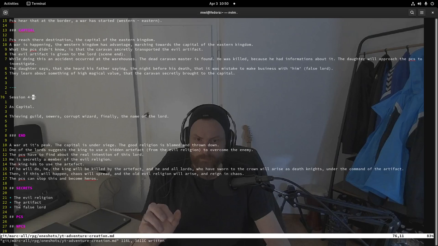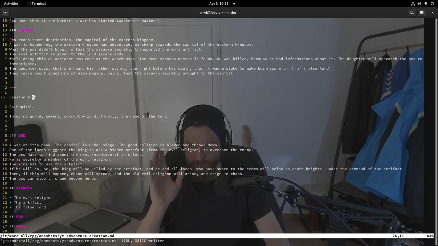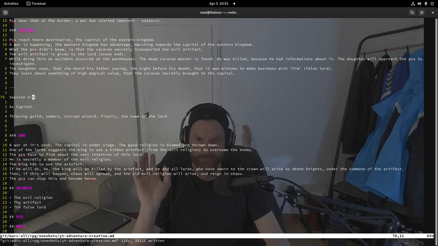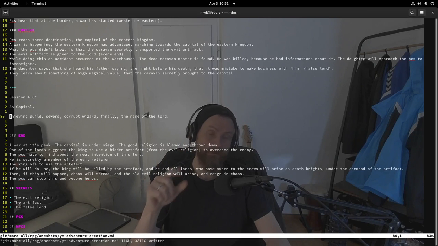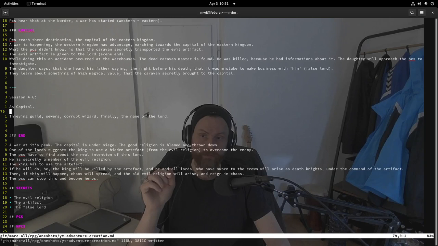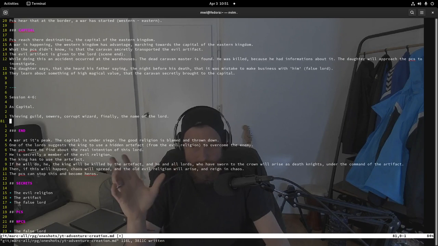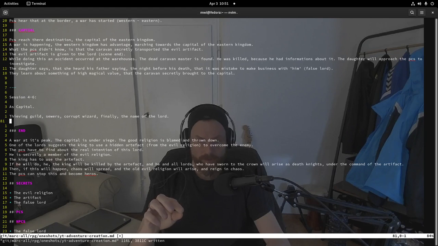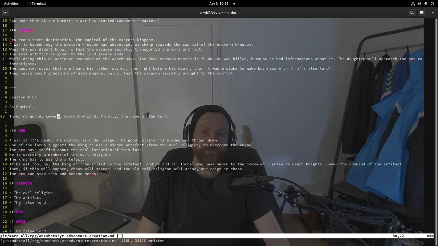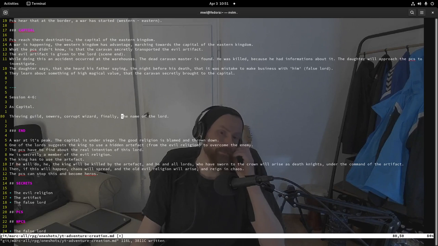So, in the capital, during this time when war arises and situations are changing in this kingdom, they have to deal with the murder of their old master. They learn that he secretly transported something of high magical value in this caravan. And there's an adventure with a thieving guild, with sewers, with a corrupt wizard. And finally, perhaps they don't know that this is a lord, or we will see it.